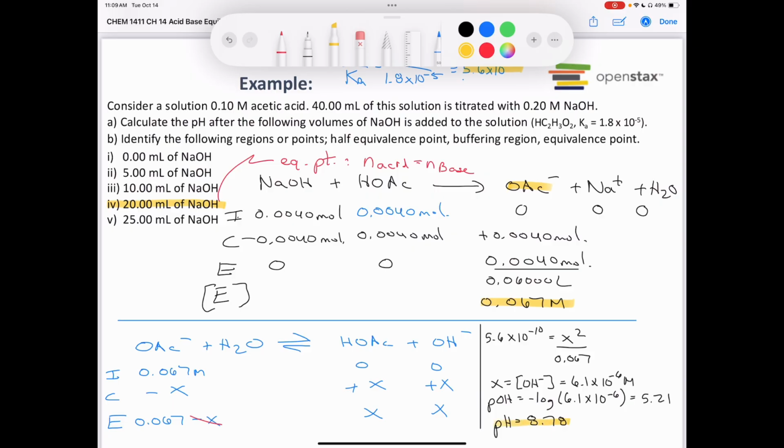So again, we're at the equivalence point here, where the number of moles of acid is equal to the number of moles of base. And so you can see here that if we've neutralized all of the weak acid, all that's left over is weak base. And so it makes sense that the pH at the equivalence point would be greater than 7, right? It's because it's going to be a basic solution at this point. All right, so let's move on to the last part.